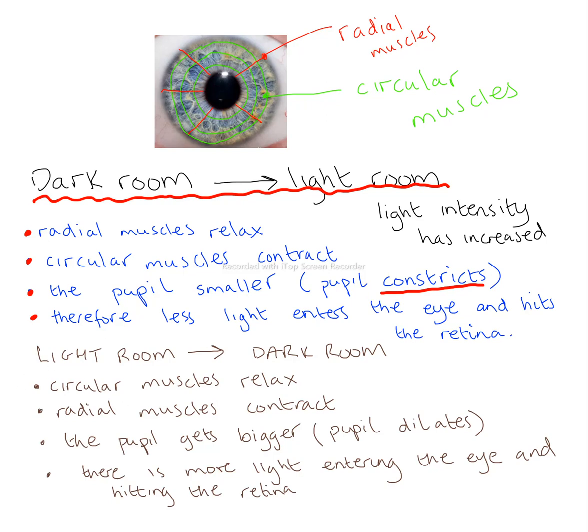Okay, so what happens when you go from a light room to a dark room? So, circular muscles relax. It's the opposite way around now. Circular muscles relax, radial muscles contract. What happens? The pupil gets bigger, or the pupil dilates. Remember that word, dilates. So, there's more light entering the eye and hitting the retina. Right, that's it for that.